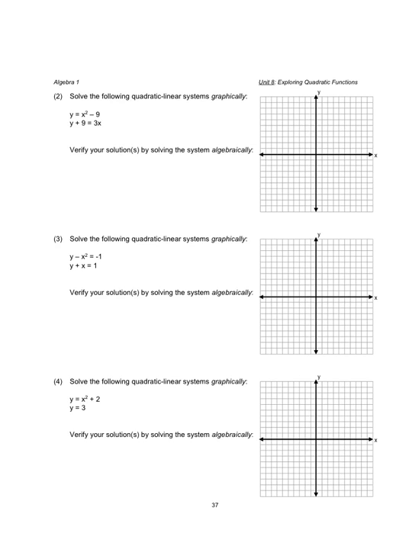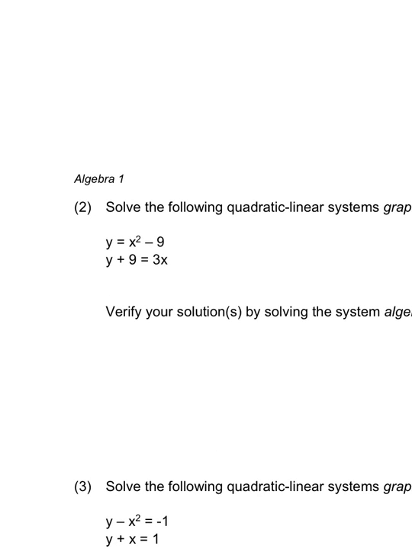Number 2, solve the following quadratic linear system graphically. In an ideal world, we'd have quadratics that are written in a form quite like this, because this could be thought of as (x minus 0) squared minus 9. So I got my vertex, just jot it right here, (0, negative 9). My linear equation, all I have to do is move that 9 over.